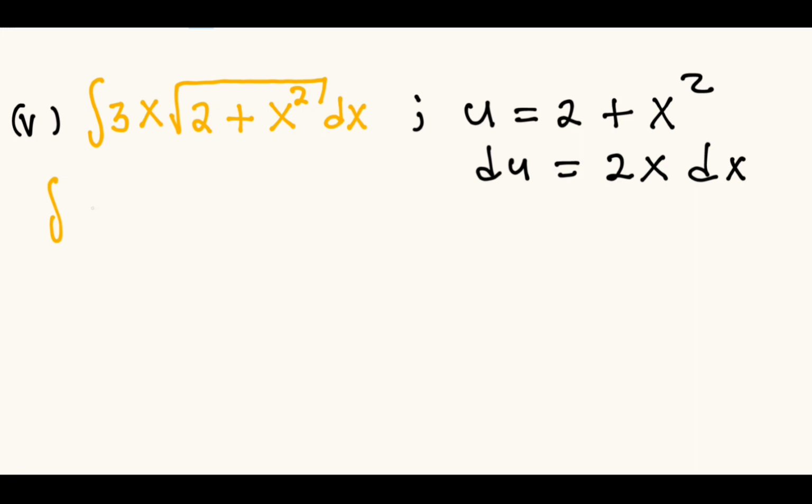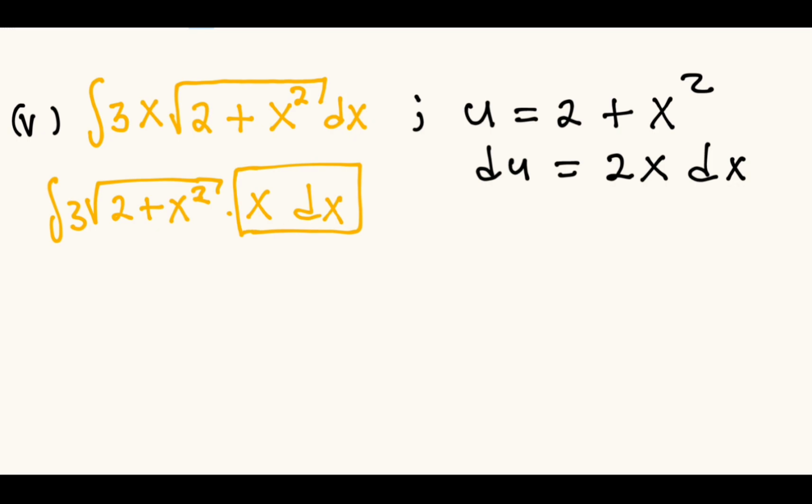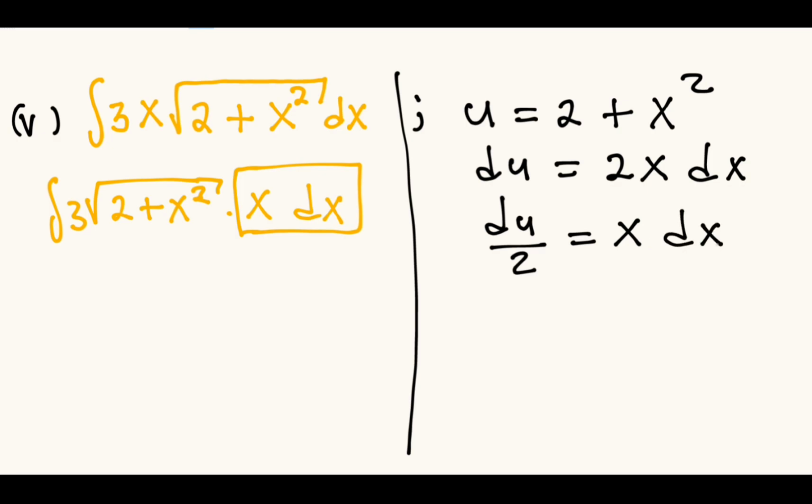So let's rearrange our integral as 3 times the square root of 2 plus x squared times x dx. So in the place of this x dx, let's substitute, after we divide through by 2, du over 2. So our integral is 3 multiplied by the square root of u multiplied by du over 2.